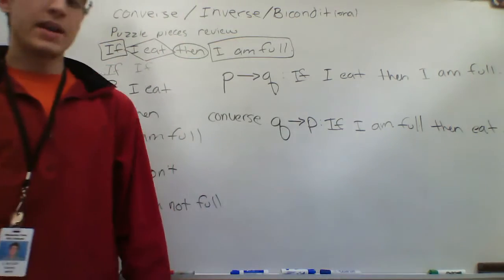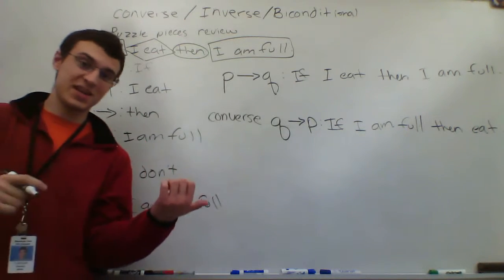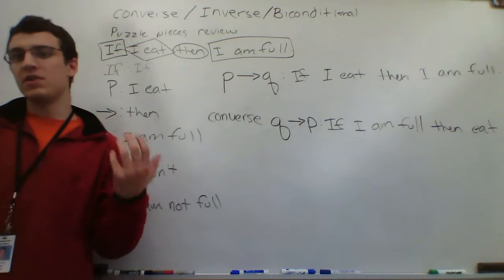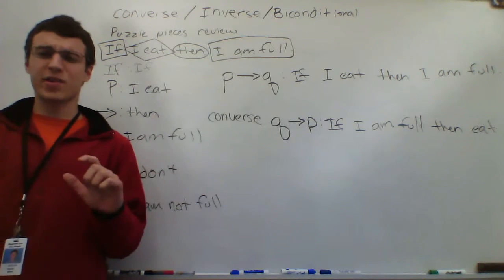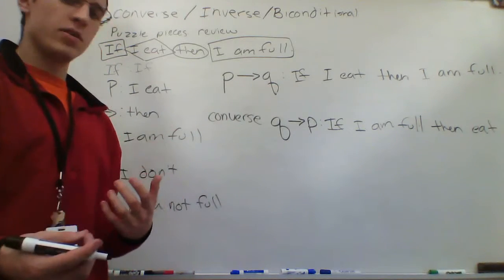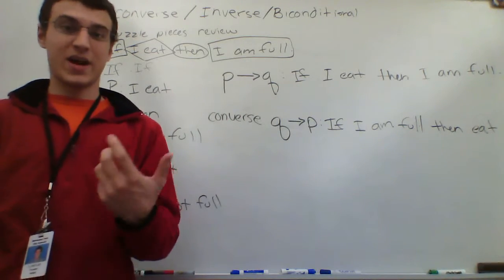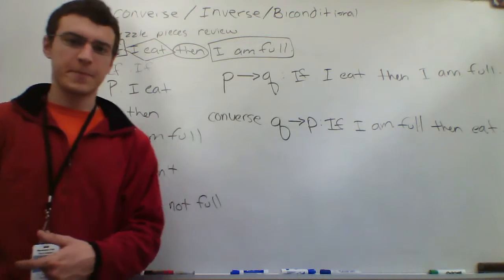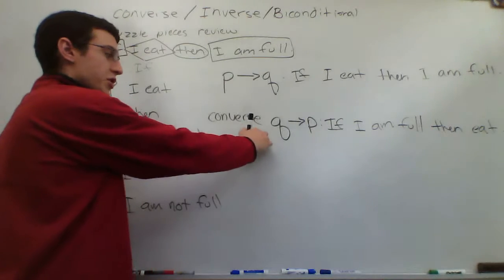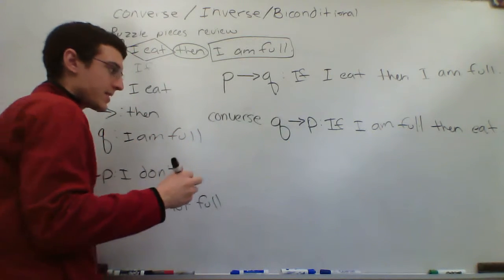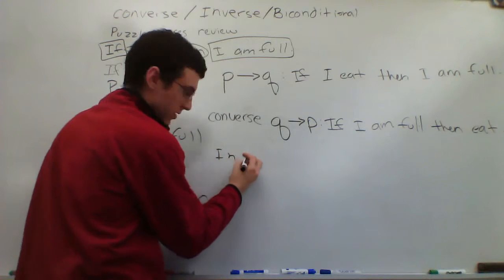Now, sometimes you will run into a statement that doesn't make sense. We'll talk about that later. If it doesn't make sense when it's flipped around, don't worry about it. This one makes sense: if I eat, then I am full. But the opposite doesn't: if I am full, then I eat. Why would you eat if you were full? Don't worry about it yet. We'll talk about it later. So that is your converse, your Q to P. You flip it around. Next, we have our inverse.